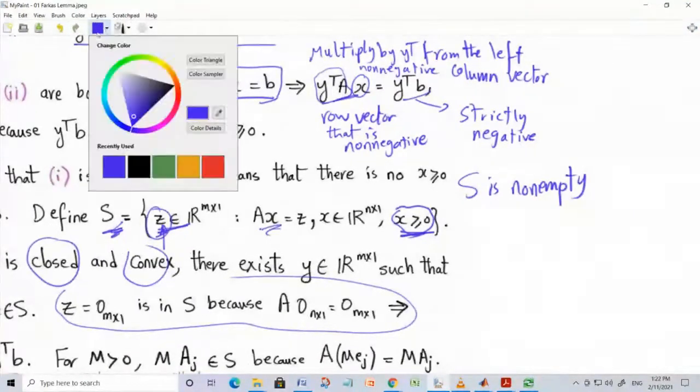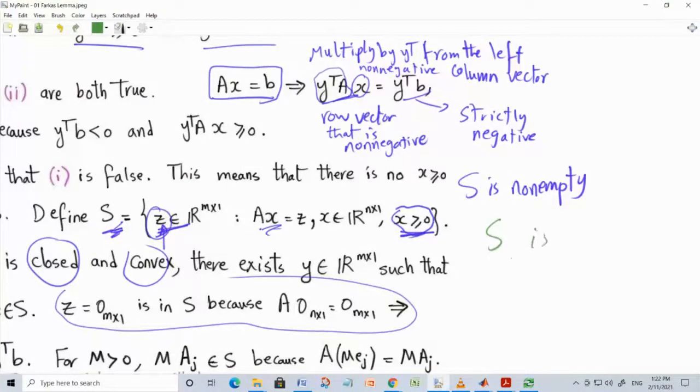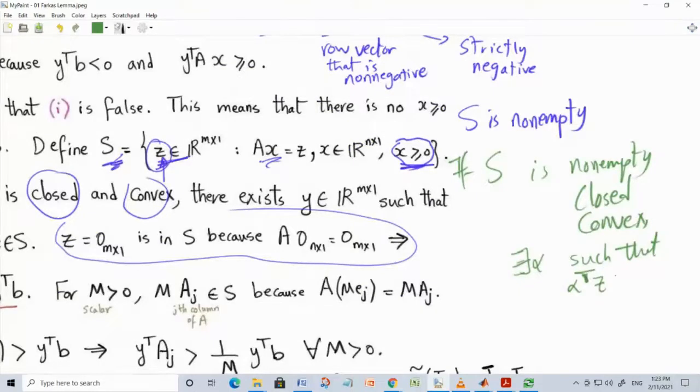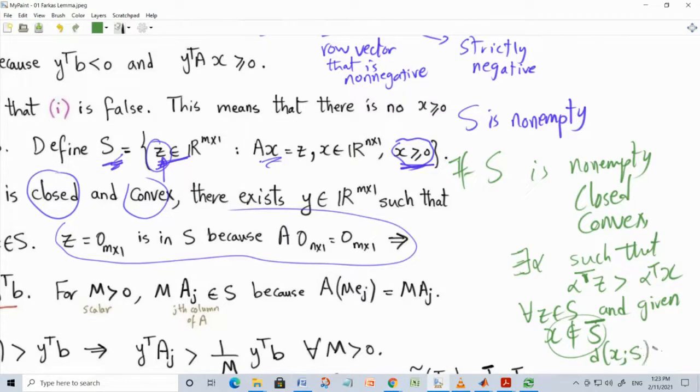So let's go to the side and remind ourselves of this theorem. If S is non-empty, closed, and convex, then there exists a vector, let's call it alpha, such that alpha transpose Z is strictly greater than alpha transpose X for every Z in S, given X that does not belong to the closure of S, which means that the distance between X and S is strictly positive.